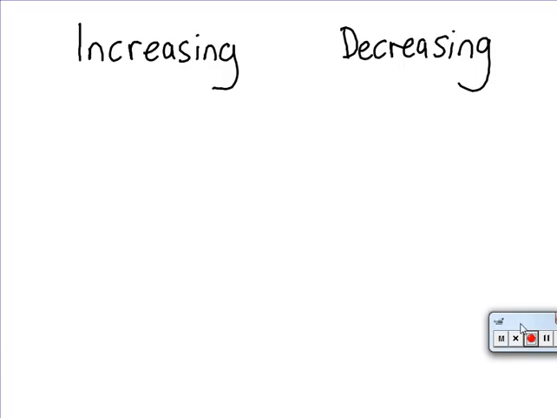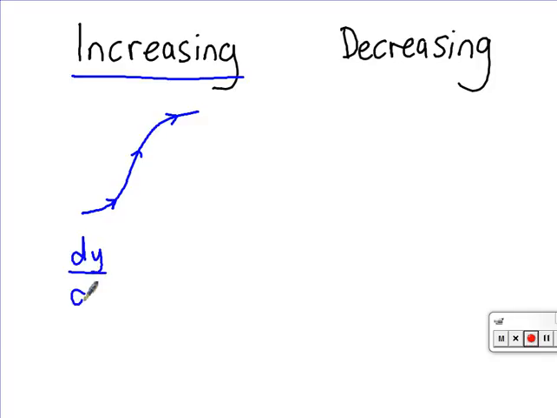First things first, increasing. For a function to be increasing, the graph is going to go uphill. It doesn't have to be in a straight line, but if it's going uphill, then that is said to be increasing, and that happens when dy by dx is bigger than 0. So we've taken a statement about the graph increasing and turned it into some algebra. Dy by dx is bigger than 0.